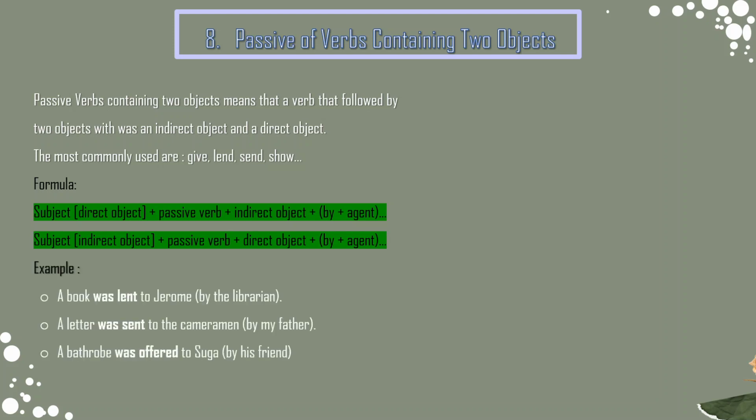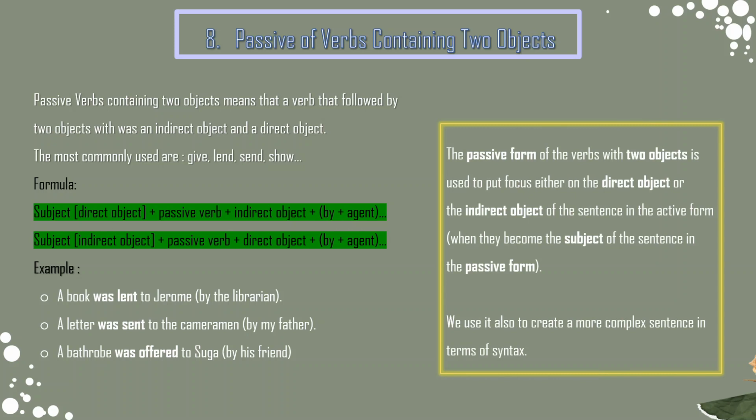And this is the example: a book was lent to Jerome by the librarian. Next, the letter was sent to the cameraman by my father. A bathrobe was offered to Suga by his friend. The passive form of the verb with two objects is used to put focus either on the direct object or the indirect object of the sentence in the active form when they become the subject of the sentence in the passive form. We use it also to create a more complex sentence in terms of.